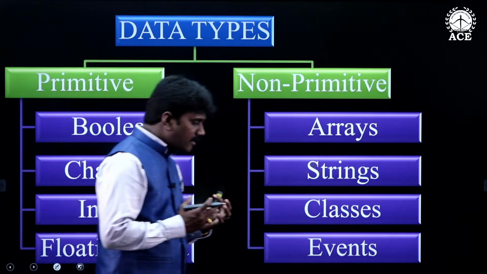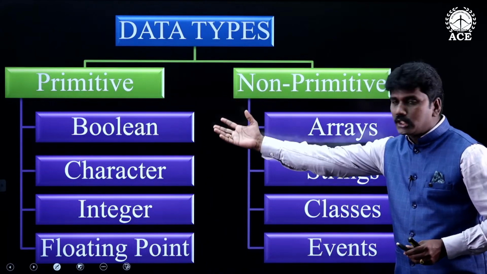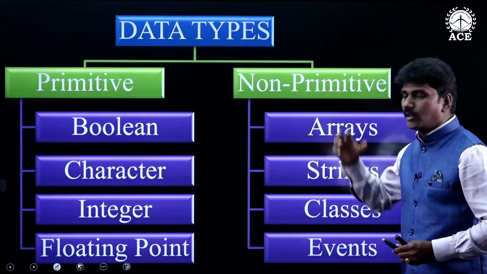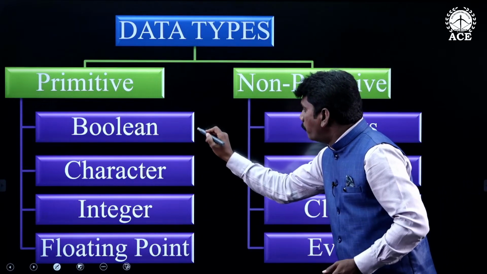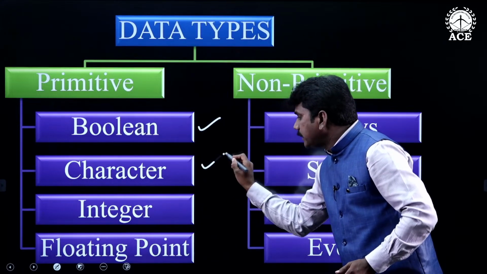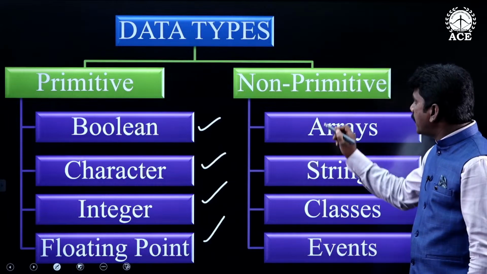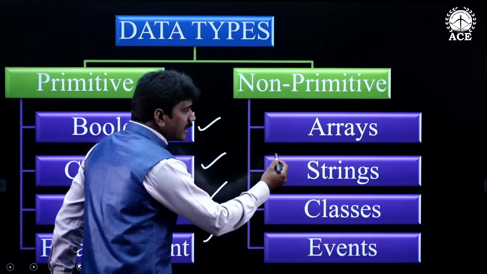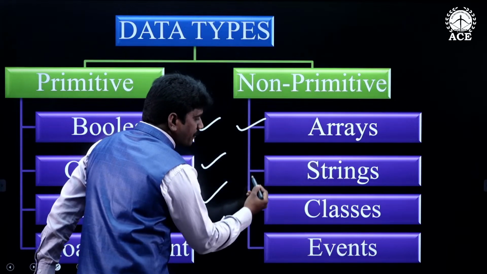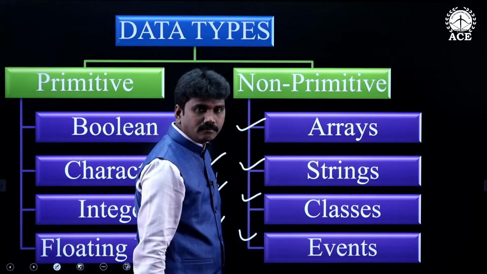Here in Java, there are two kinds of data types. One is primitive and the second one is non-primitive. Under the primitive data types, we have Boolean, character, integer, and floating point. Similarly, we have different non-primitive data types. What are the non-primitive data types we have? Arrays, strings, classes, and events, right?